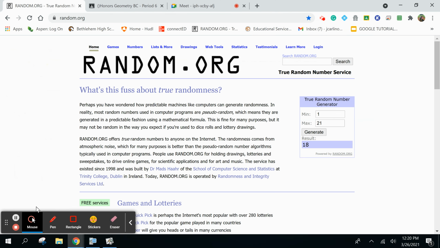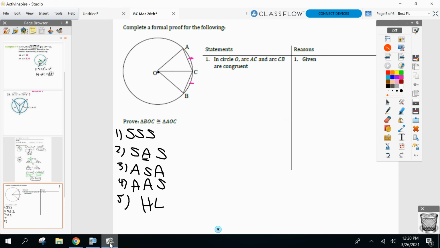Name a pair you know that are congruent. Angles or sides. Name a pair. Number 1, Sarah. Both the central angles, so AOC and COB are congruent. All right, we have angle AOC congruent to angle COB. Good work. That gives you a pair of angles.